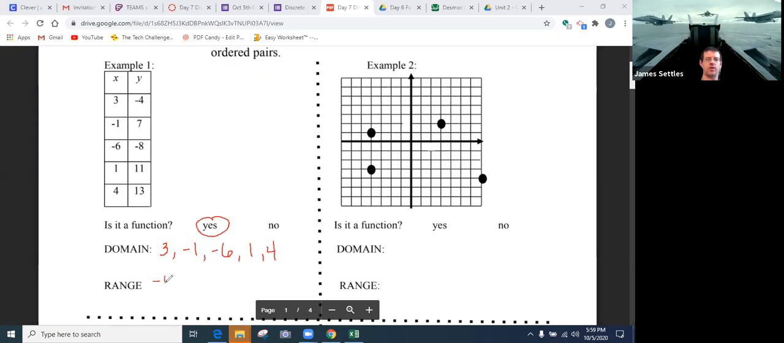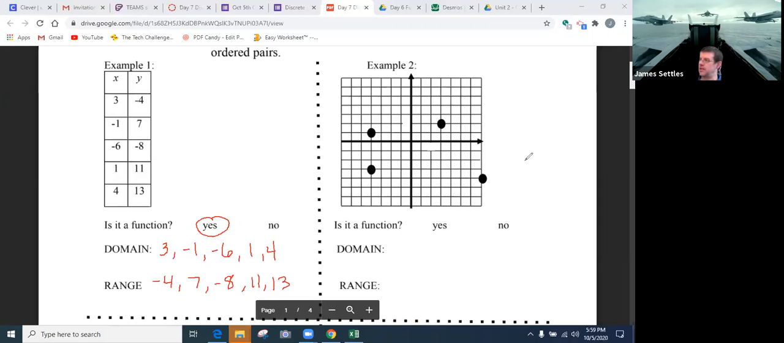So -4, 7, -8, 11, and 13. And that's it. That's your domain and range. And so whenever they're listed out like this, it goes very quickly. Not a whole lot to it. So this should be something that we consider to be easy if you can simply memorize that domain is x's and range is y's.